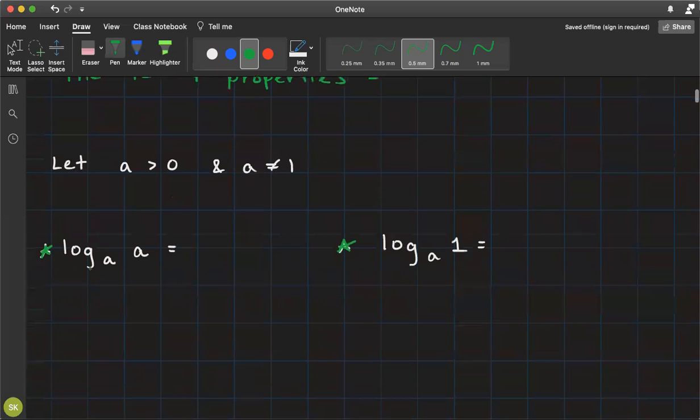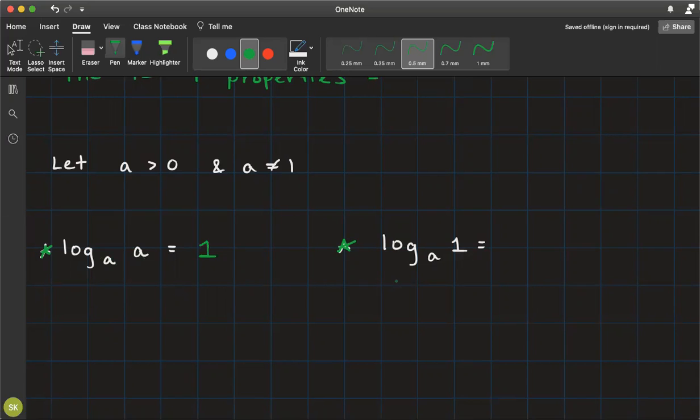For my first property, if you ever see log base A of A, you're going to write that this is equal to 1. We can actually prove this because a to the first power is equal to a. And remember, a logarithm is an exponent. So whenever you see this, you're taking this base, you're asking yourself, this base to what power gives me what's inside this log? And of course, a to the power 1 is equal to a. So that's the first property.